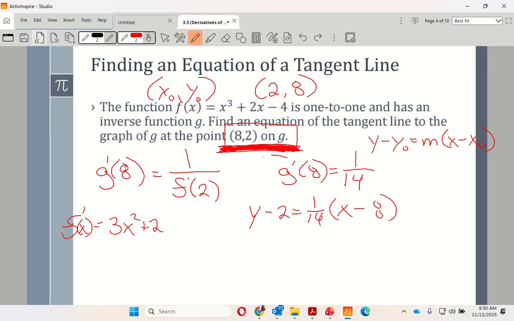So from this right here, I'm going to do, let me see, y equals 1 over 14 x minus, what's that, 4 over 7? Yeah, 4 over 7. And that's going to be plus 7 over 7. So y equals 1 over 14 x plus 3 over 7.